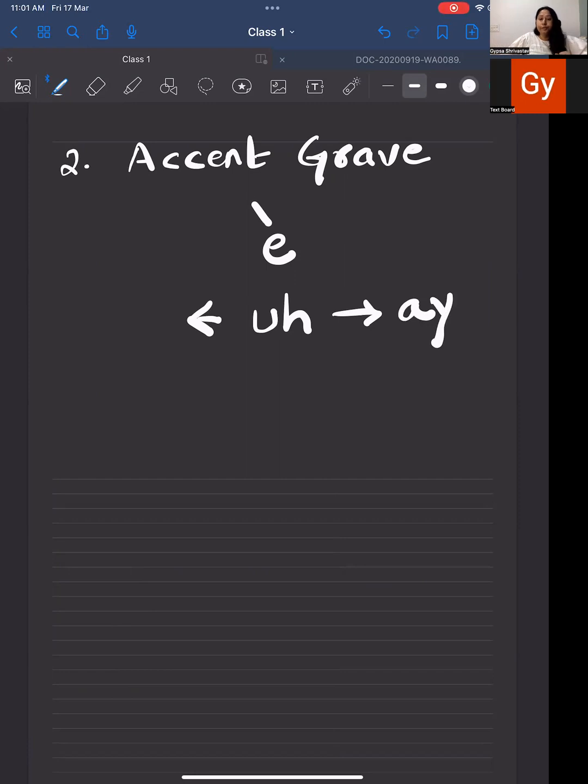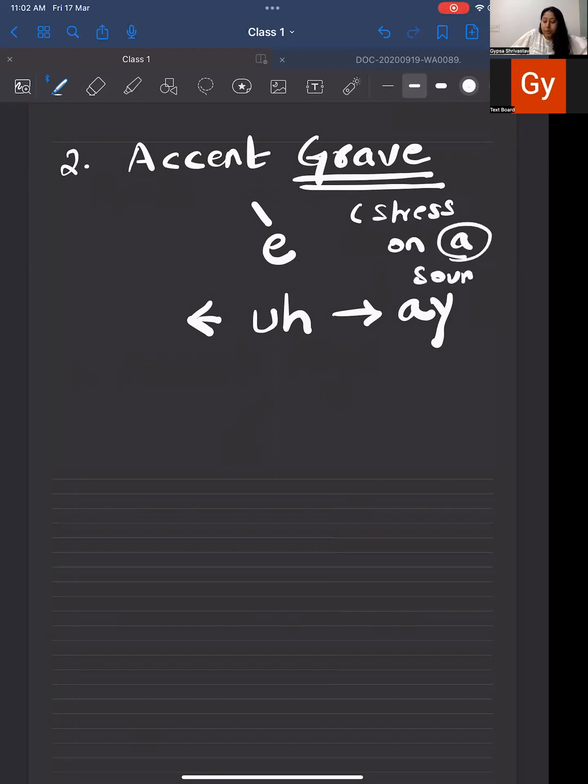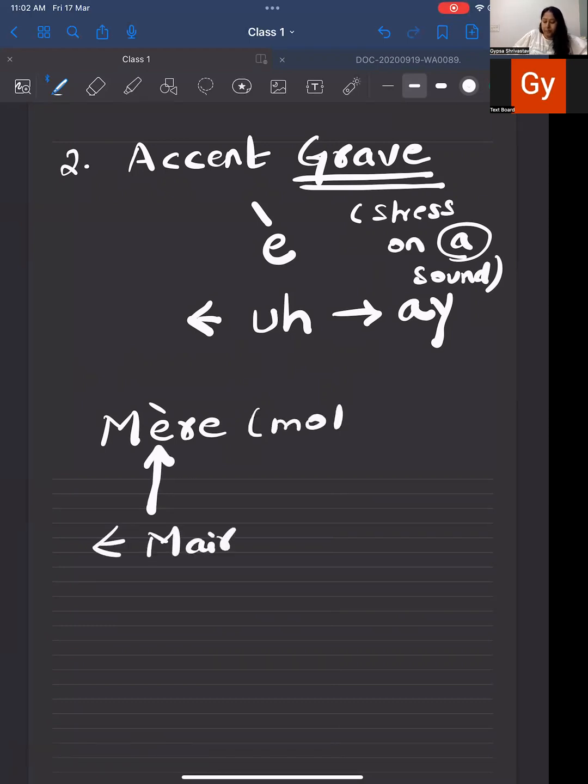However, what is the difference between the two? This is a more grave accent. Over here, we're going to stress on the A sound. It's not a slight A sound, but we're going to stress on the A sound now. Supposing the word for mother, we know E with an accent is an A sound, but here we are going to really stress on the A sound. It is pronounced as mère, mother.